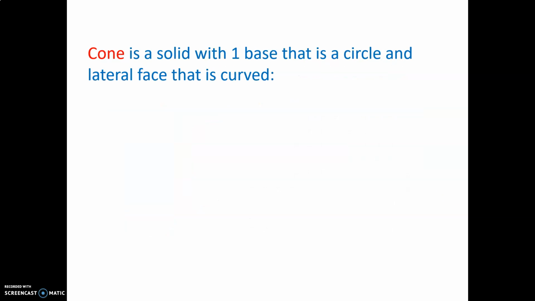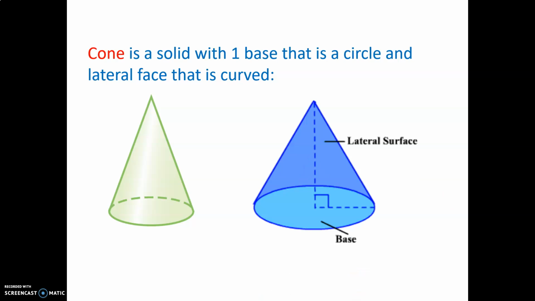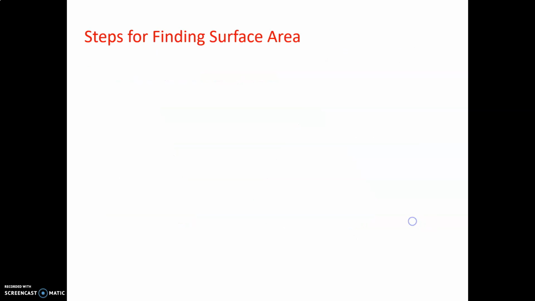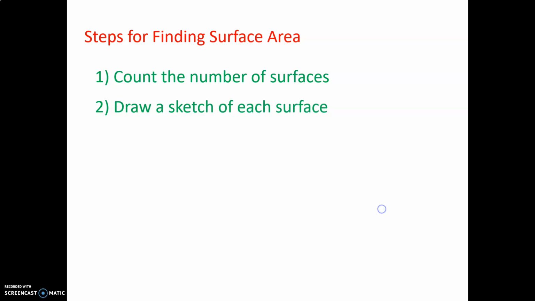A cone is a solid with one base that is a circle and a lateral face that is curved. And we're going to talk about how we find the surface area of that curved piece later on in this presentation. To find surface area, they say count the number of surfaces, draw a sketch of each surface, determine the area of each surface, and then add all of them together.